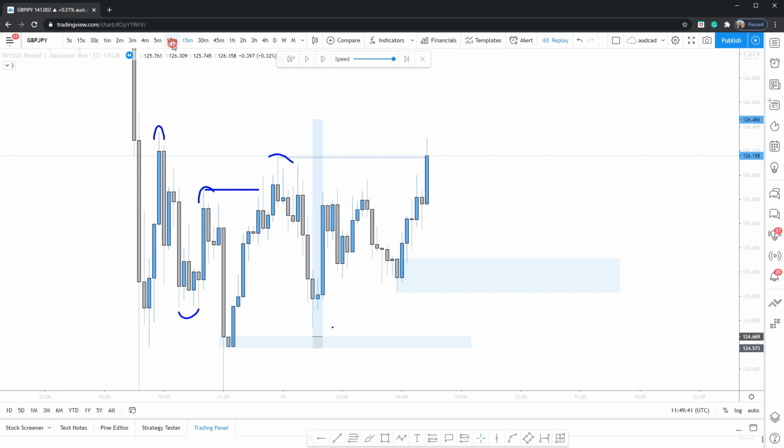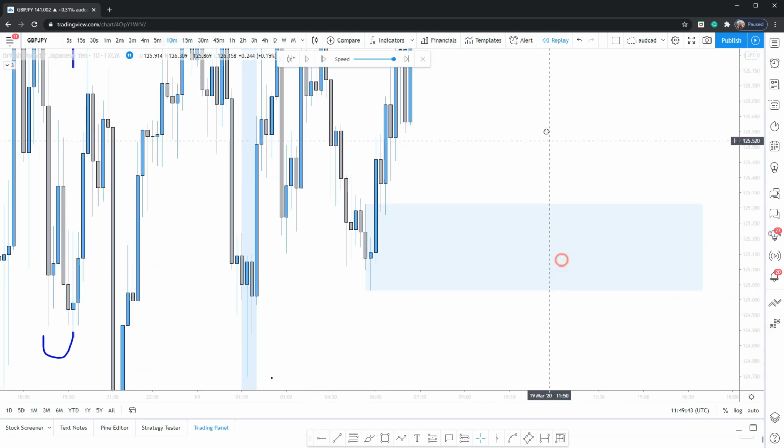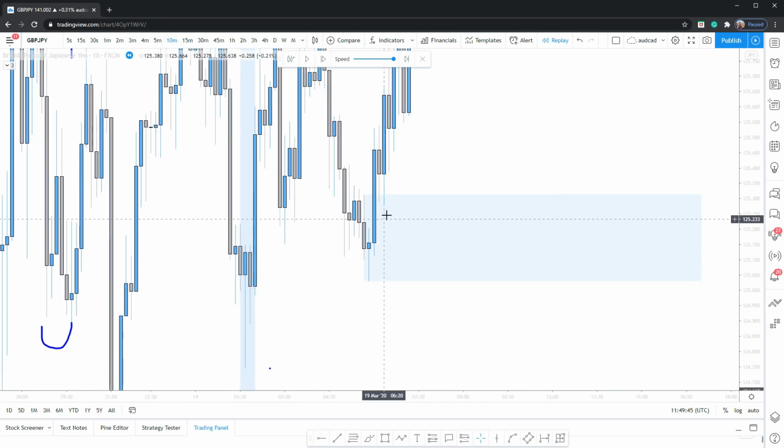And if you go to the 10 minutes, so remember I mentioned that we want a clear OB and we want gaps. Now, although this OB seems like it's been mitigated, this gap indicates to me that there's been something on the lower time frame to confirm it. And also this wick also confirms that there is an OB here.